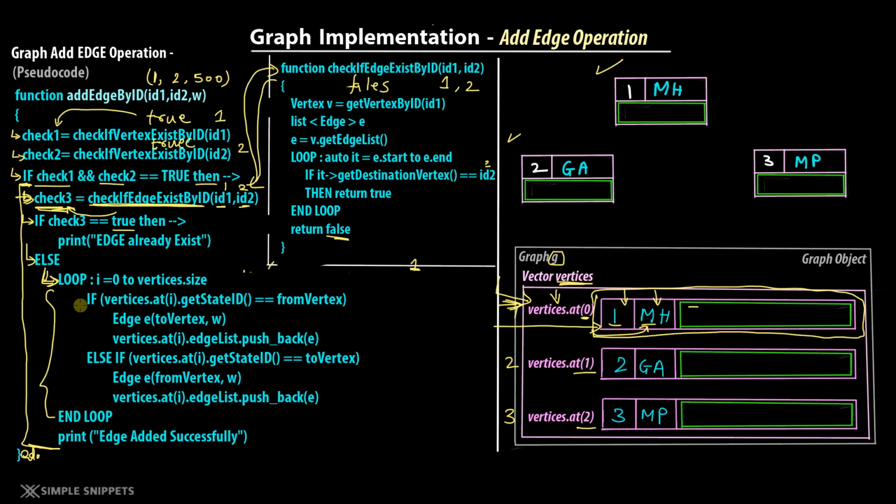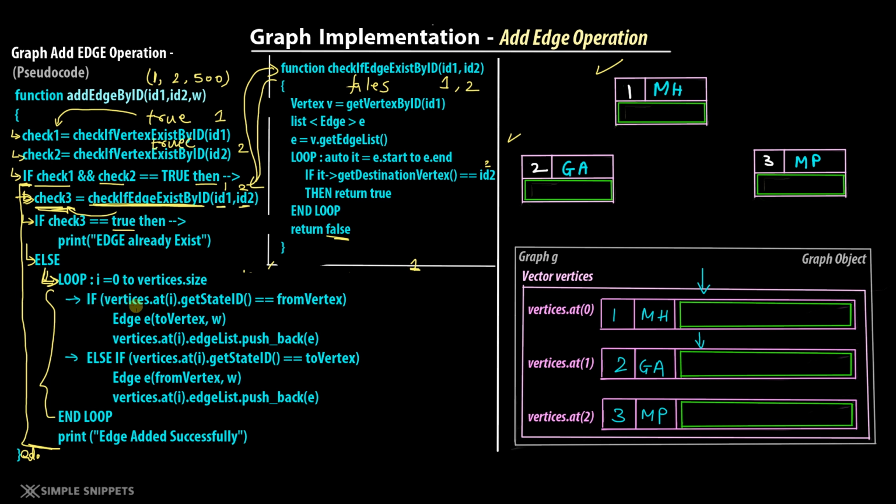So how do you do the addition? Remember that our graph implementation is an undirected graph. When I add an edge between Maharashtra and Goa, it also means I will have to add an edge between Goa and Maharashtra. Programmatically, we will have to add 2 entries in the graph object, one for the Maharashtra object and one for the Goa object. This is why we have 2 blocks over here, the if block and the else if block.